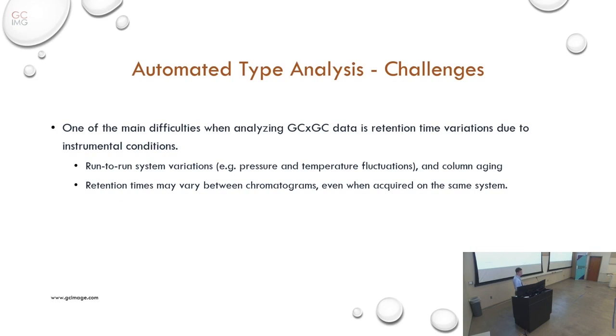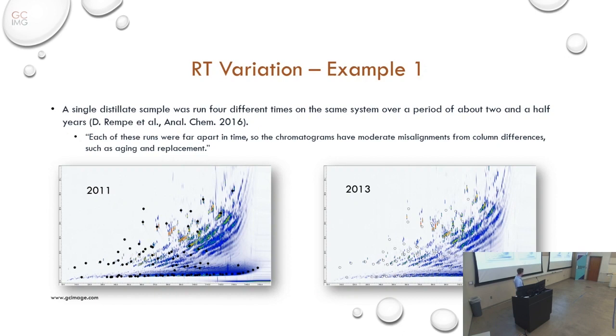So even within the same system, you can have variations, but if you needed to transfer that template across data acquired from various different systems, there would be even larger differences to account for. In this first example, we have a single distillate sample, which was run 4 different times on the same system over a period of about 2.5 years. There are some significant shifts in the peak locations after that 2-year period.